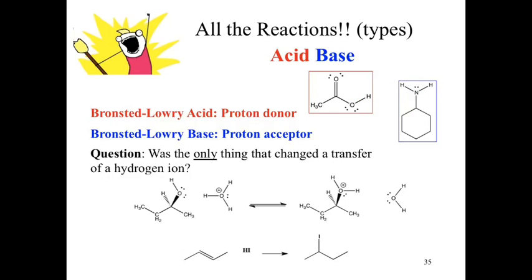Okay? So when we're trying to identify an acid-base reaction, we want to make sure that it is the only thing that occurred. Okay? Just the transfer of a hydrogen ion. We can take hydrogens on and off of a structure multiple times and do other things. If we do those other things, we'll typically classify the reaction according to those other things, not the acid-base characteristics.